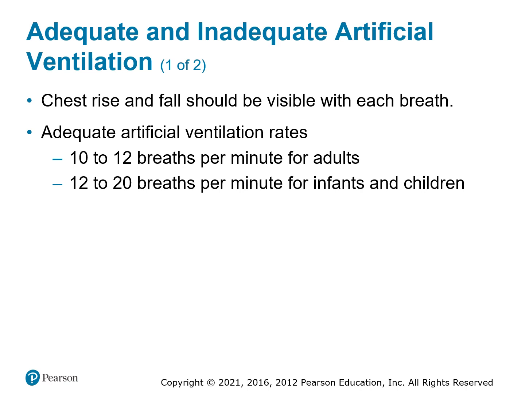We're looking at 10 to 12 breaths per minute for grown-ups. Even though normal breathing rates are 12 to 20 breaths per minute, this is artificial ventilation. So we're only looking for 10 to 12. And then for infants and kids, we're looking for 12 to 20 breaths per minute. Again, normally they may breathe faster than that, but this is artificial ventilation. So we only need to give 12 to 20 breaths per minute for infants and children.